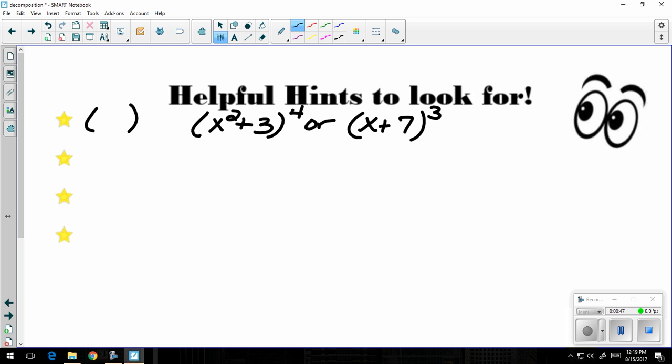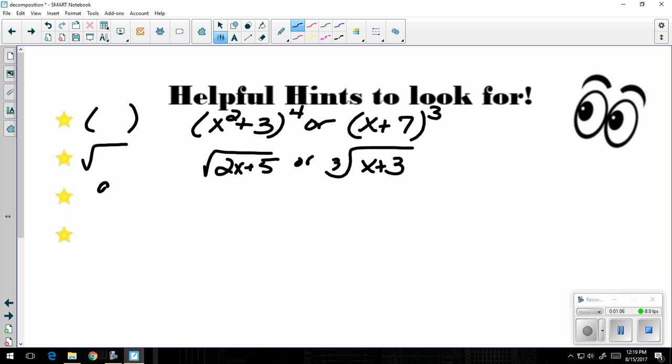The second thing I want to look for is a radical. So for example, the square root of 2x plus 5, or the cube root of x plus 3. Once again, that will be easy to break into two pieces. I want to look for a fraction. So something like 1 over 2x plus 3, or x over 5 plus x cubed. Something that has a top and a bottom will be easy once again to break into two separate pieces.